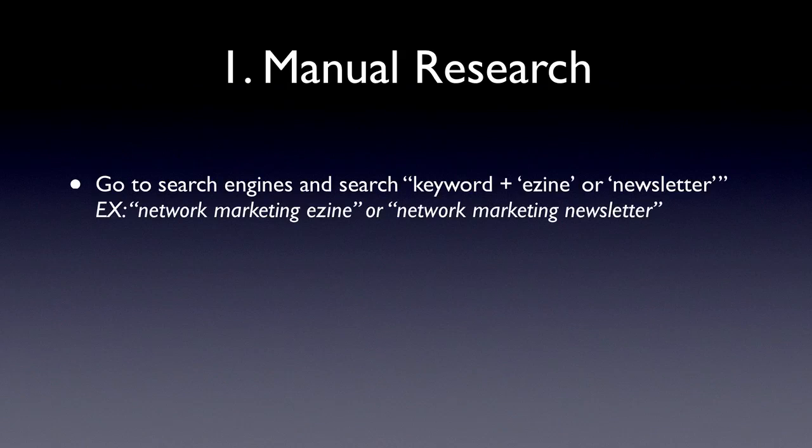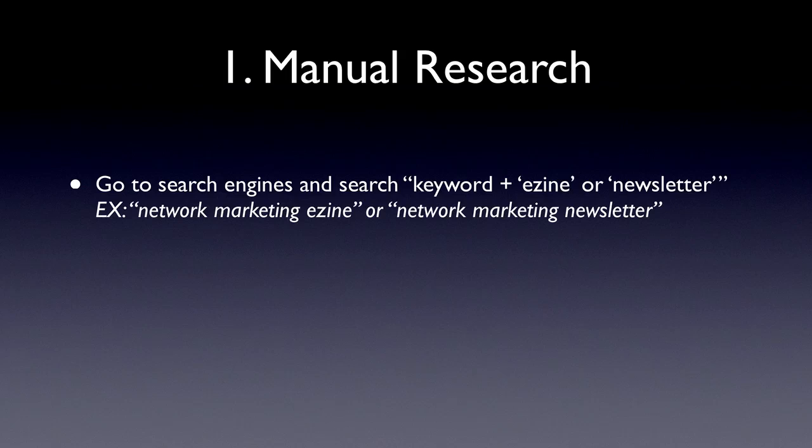Okay, here's how it's gonna work. If you're just getting started, if you don't really know how this works, this is new to you, and you want to make this work, here's how you would do it. You would go to search engines, Google, Yahoo, Bing, whatever. Let's say you go to Google and you simply search for keyword plus the word e-zine or newsletter. For example, let's say your keyword was network marketing, you would search for network marketing e-zine, and or network marketing newsletter. Let's say your keyword was affiliate marketing, you would put affiliate marketing e-zine or affiliate marketing newsletter.